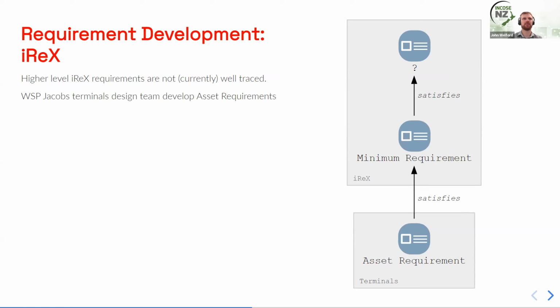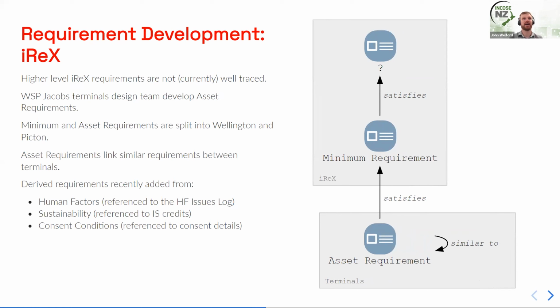As I mentioned previously, we have two terminals at iReX, Picton and Wellington, and the minimum requirement set for each of them is quite similar to one another. So we've introduced this extra link on our asset requirement, this "similar to" link, which allows us to see what the counterpart requirement between Picton and Wellington is. And that allows us to do things like impact assessment.